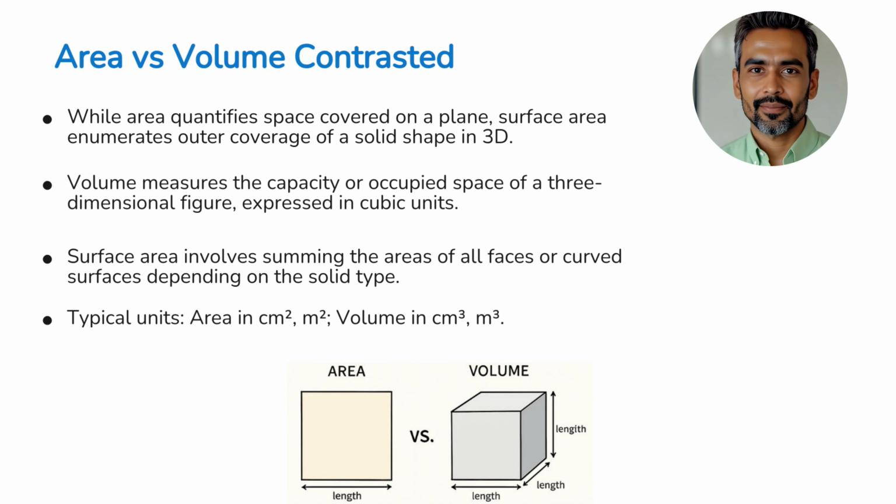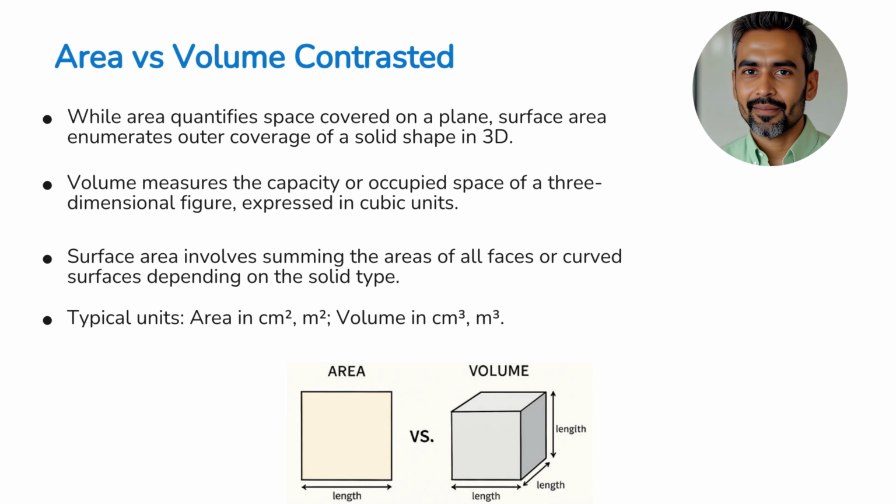For example, if we say a box has volume 50 cubic centimeters, it means it can hold that much space inside. So, how do we find the surface area of a solid? We add up the areas of all the flat or curved surfaces it has. And units matter. Area is always in square units, like square meters or square centimeters, because it's 2 dimensional. Volume is in cubic units, like cubic meters or cubic centimeters, because it covers 3 dimensional space.